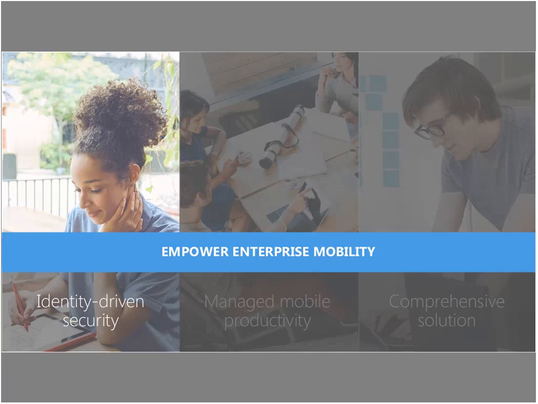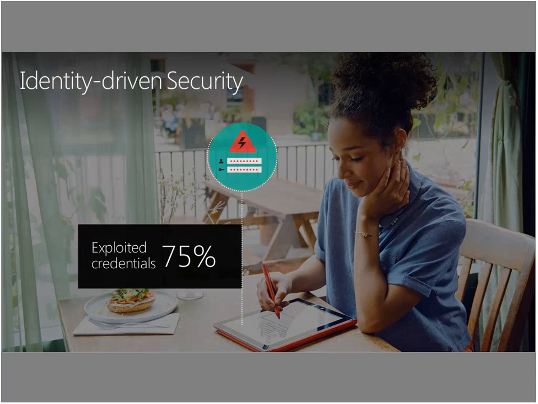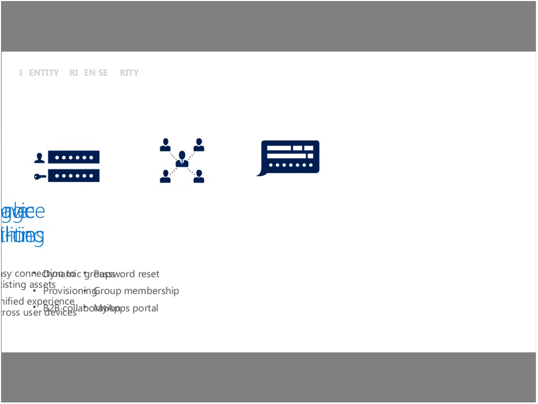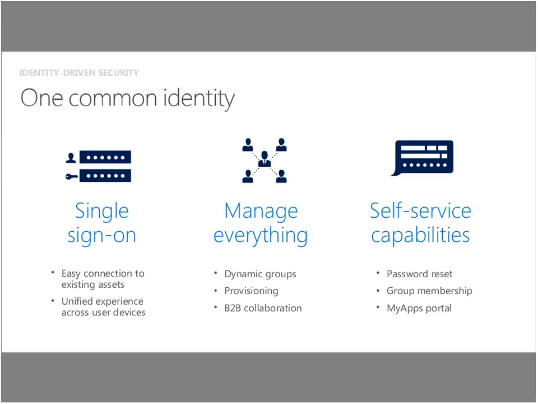This is an interesting statistic that I learned recently, right? When you think about exploited credentials, 75% of the time, the reason why there's been a network breach is because those credentials of a user have been exploited. And so we need to find a better way to detect when credentials have been exploited and find a better way to secure our users from themselves from leaking those credentials unexpectedly.